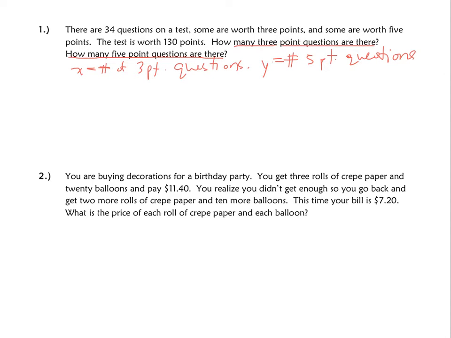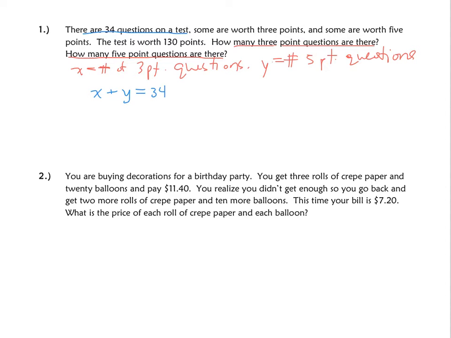Alright, so now what we have to do is write our equations based upon the information given. Well, to start, we look at the very first part. There are 34 questions on the test. So we're going to write an equation dealing with the number of questions on the test. Well, that means that the number of 3-point questions plus the number of 5-point questions has to equal 34 total questions. And that's our first equation, dealing with the number of items.